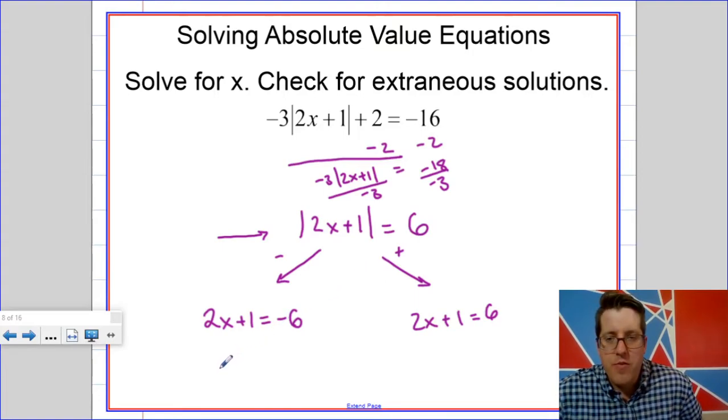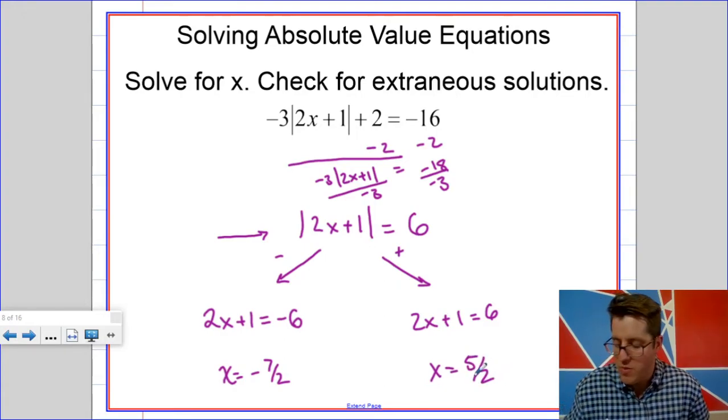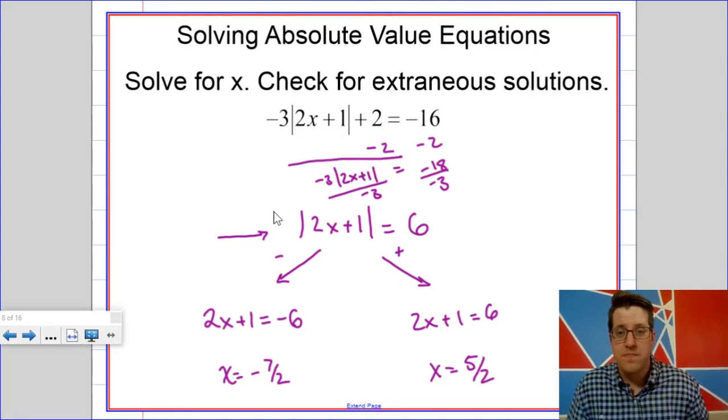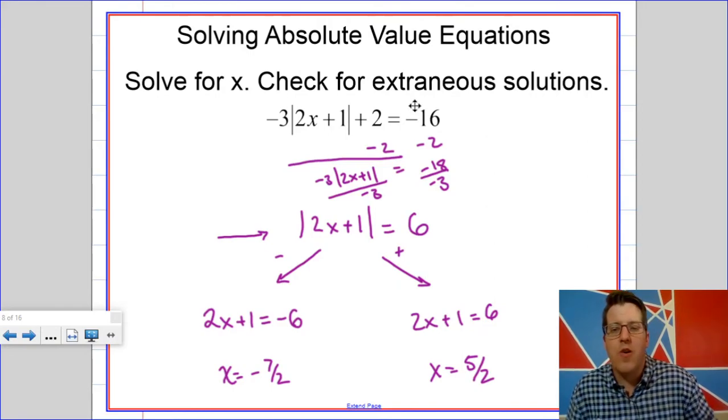So we're going to solve, and we're going to get x equals negative 7 halves, or x equals 5 halves. Okay, that's how we solve that. Feel free to pause the video and take your time with this if you've got questions about it. Remember, we can plug our answers back in just to make sure.